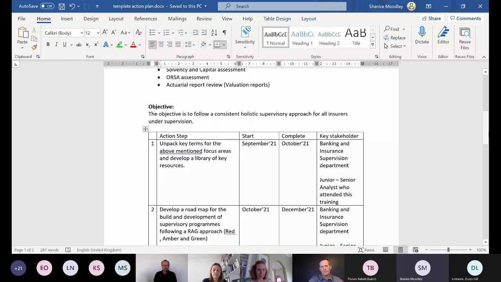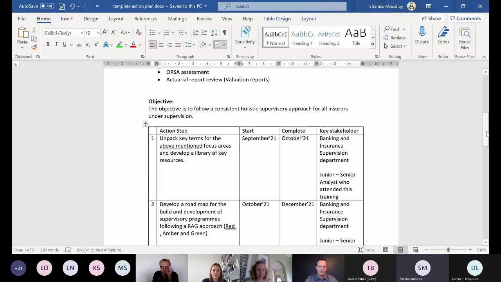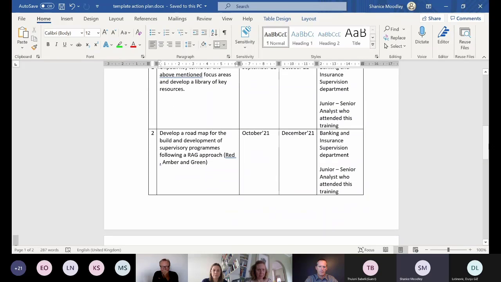The timeline for unpacking these terminologies and building our library is starting in September, for the full month of September and October. And our key stakeholders would be our banking and insurance supervision department. And the people that would be driving this would be myself and Chesney as the analysts who have attended this training. The second action step would then be to develop a roadmap for the build and development of the supervisory programs. In some areas, it would be a build, and in some areas, it would be further enhancement and development of programs that have already been established.